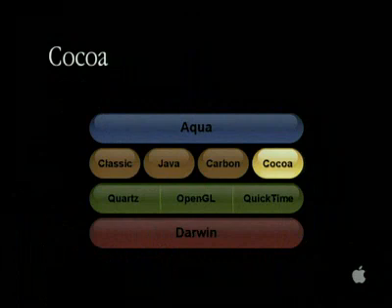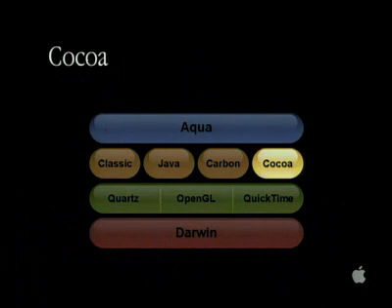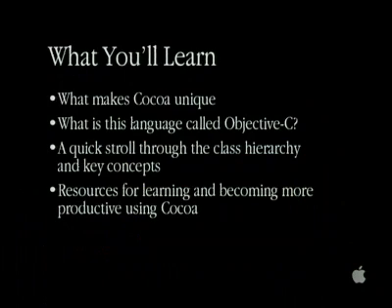Oh, anyone seen this before? macOS 10 system architecture diagram. You can see what Cocoa is, peer to the other frameworks on the system, Java, Carbon. So what you're going to learn today is a little bit about what makes Cocoa unique. What is this language called Objective-C? What is in the Foundation and AppKit frameworks? And then find out a little bit more about resources and opportunities for you to find out more about Cocoa.